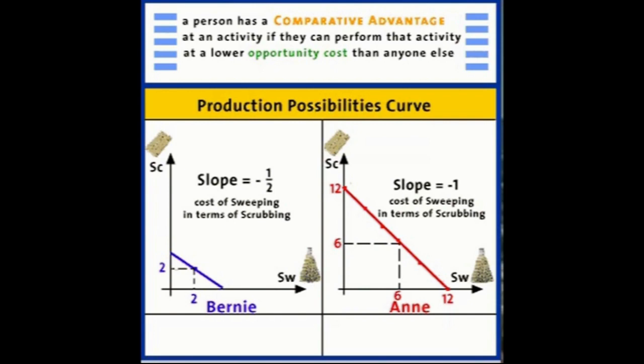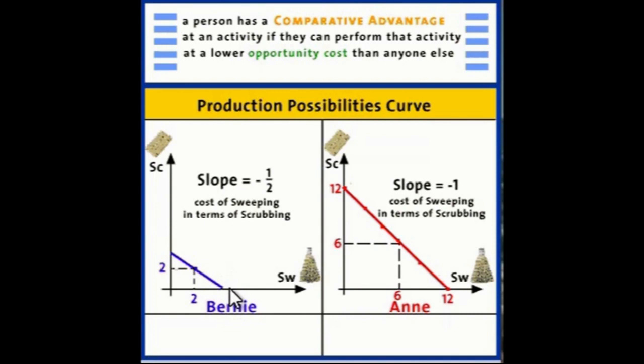So Bernie's production point now moves all the way to the end of the production possibilities frontier. Bernie completely specializes in sweeping. So here's Bernie's new output point right here. It's at the end of the production possibilities frontier where Bernie is now sweeping 6 rooms and scrubbing 0.